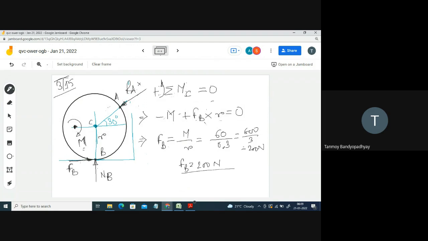Next, what do we have to do? We have to calculate RA. To get RA, I don't want to put NB into the picture. NB is a vertical force. So what you do is balance all the horizontal forces. Let's put sigma Fx equal to 0. What are the x directional forces? This FB.